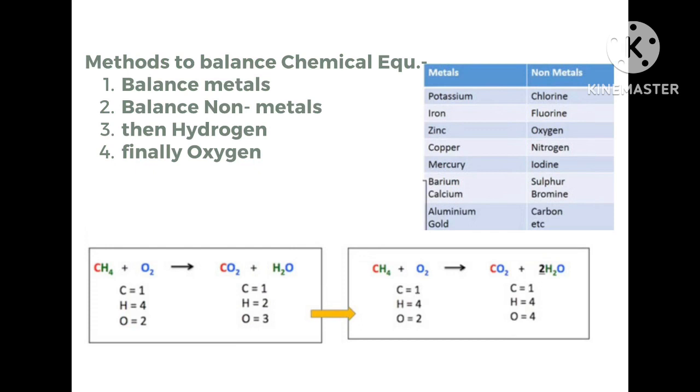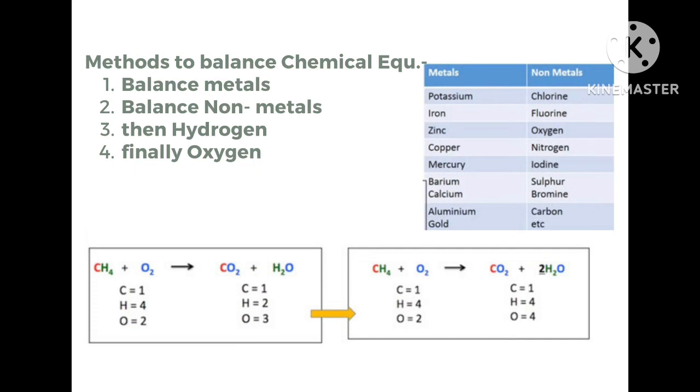To write a balanced chemical equation, some tips are given here. The method to balance a chemical equation is, first of all, you need to balance all the metals, then non-metals, then hydrogen atoms, and finally oxygen. For this, you need to identify the metals, non-metals, hydrogen and oxygen and write the number of atoms present in the reactants on one side and products on the other side.